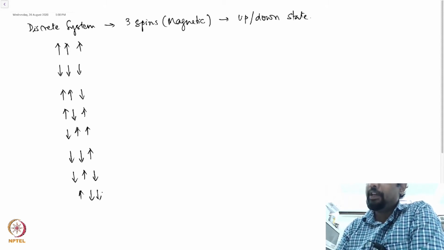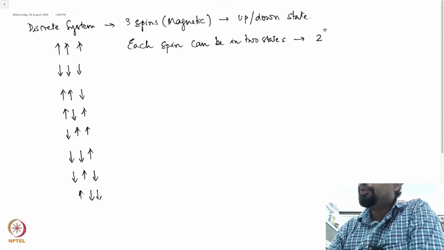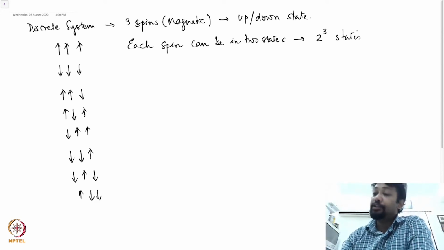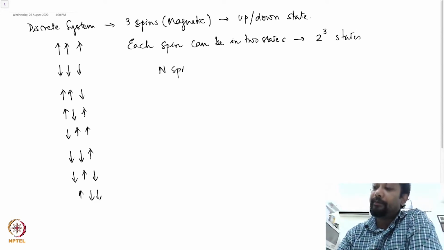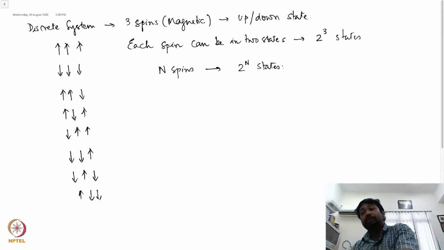Since each spin can be in 2 states, I have 2 to the power 3 states. The generalization of this: if there are n spins, then there are 2 to the power n states. But then the question is, do all these states belong to the same macrostate?